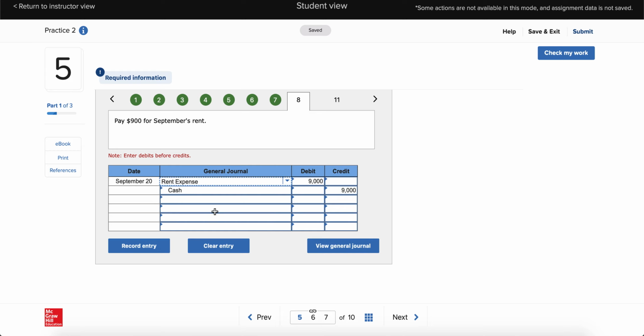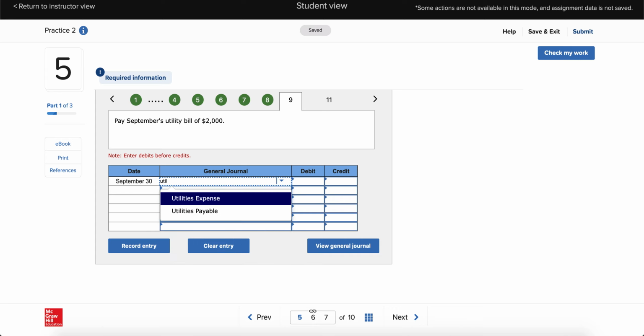So this is going to be rent expense because it is for this month's rent. September's utility bill is being paid, so utilities expense in the amount of $2,000, and pay credit cash.